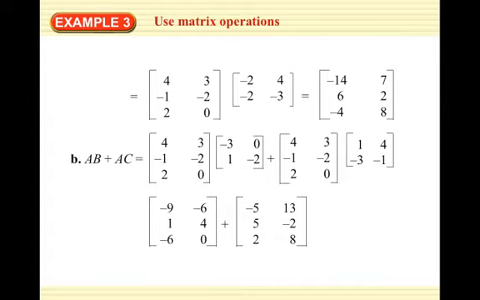2 times negative 3 is negative 6, plus 0 times 1 is 0, so negative 6. 2 times 0 is 0, plus 0 times negative 2 is 0. And so our last element in that first product matrix is 0. Now let's do A times C.